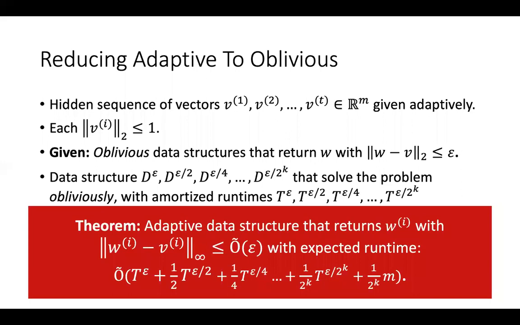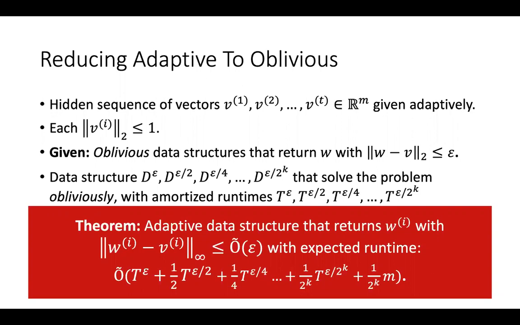And the expected runtime is the following formula. It's O tilde of T epsilon plus a half T epsilon over 2 plus a fourth T epsilon over 4 plus etc. plus 1 over 2 to the k T epsilon over 2 to the k, and then plus 1 over 2 to the k times m. Okay, so let's understand why this theorem is true, or intuitively why it's true.